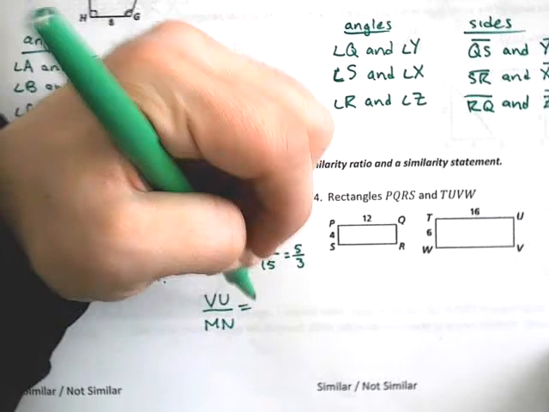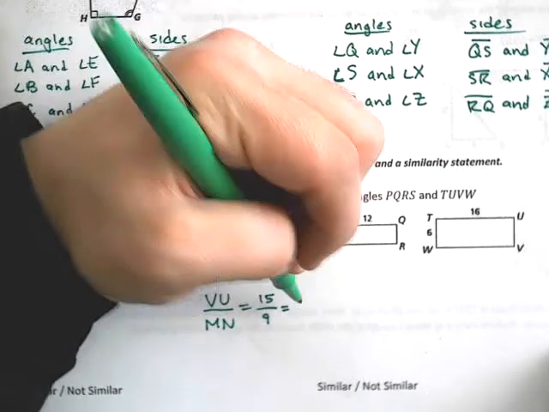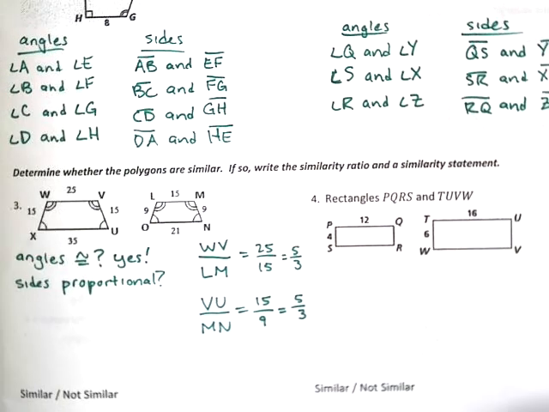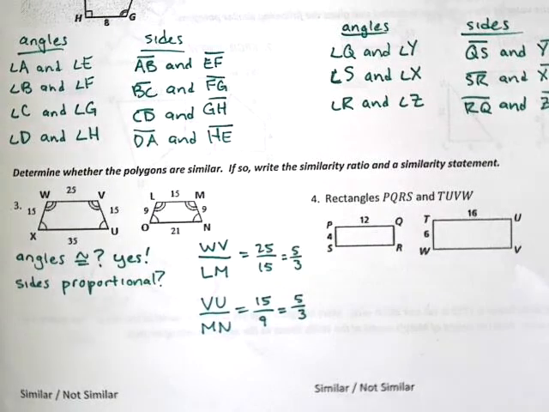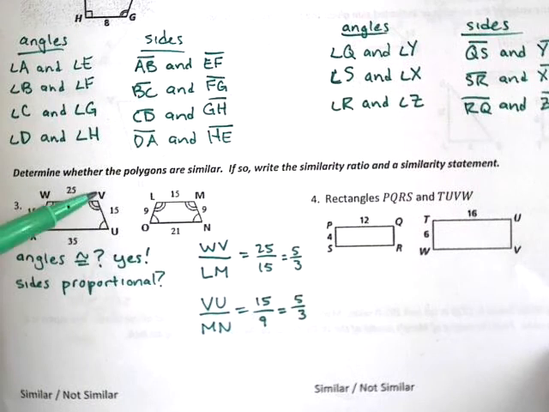Well, VU is 15 over 9. If I divide both top and bottom by 3, what do you guys notice? I have 5/3 again, so that's good. There's one other set of sides that I need to test. I don't need to test WX and LO because I basically just did that with VU and MN. But I do need to check XU and ON.